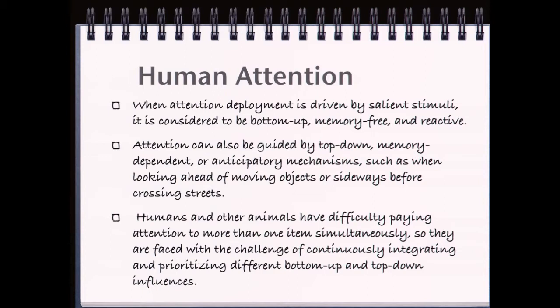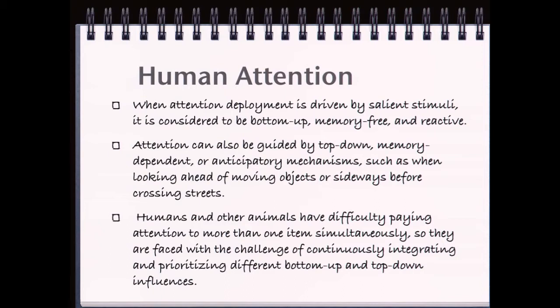So salience, from my point of view, is dynamic. And this is basically the problem of moving through life. You've got only a limited amount of attention you can focus on a small number of things at once. So you have to prioritize these bottom-up and top-down sources of information.